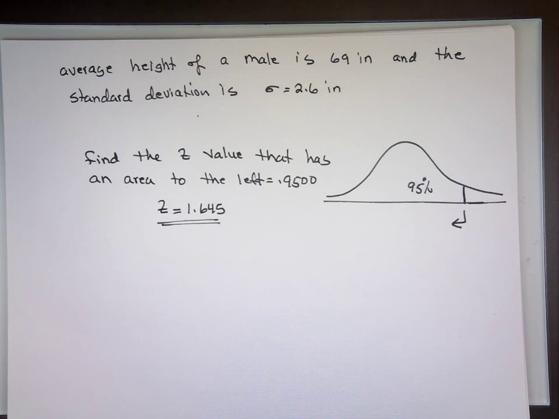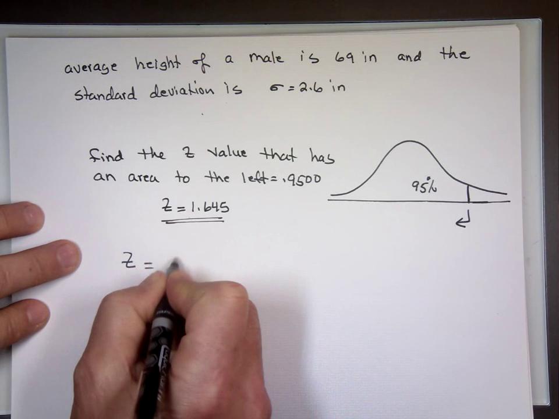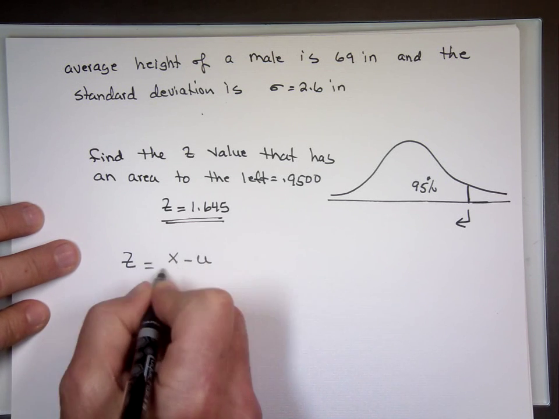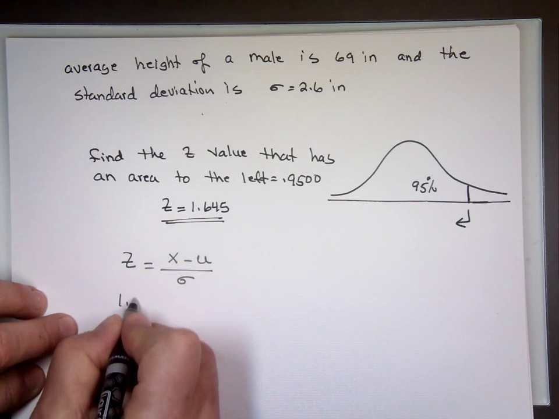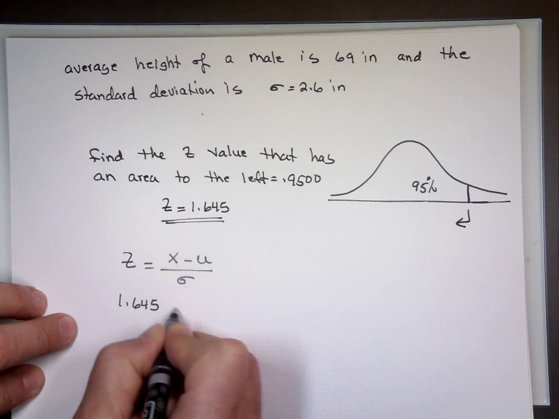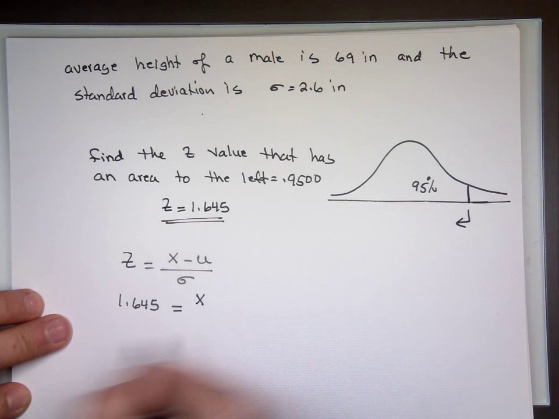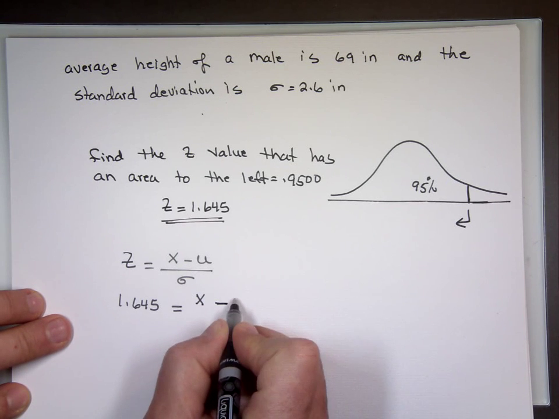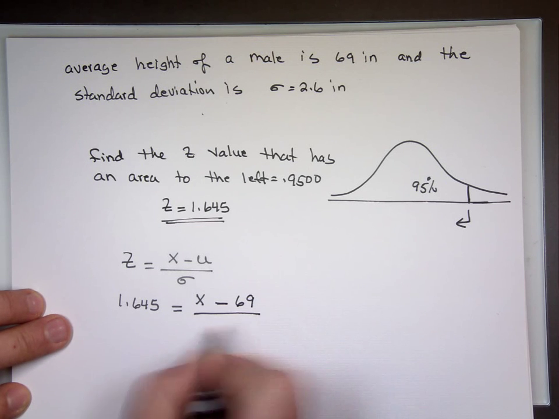So I'm working the problem backward now. Now, if I know the z value, can I find what the height should be? Well, z is equal to what? X minus mu over sigma. So in 1 week, 1.645 equals x, which is the height I'm looking for, minus the average height, which is what? 69, divided by what? Sigma, which is 2.6.